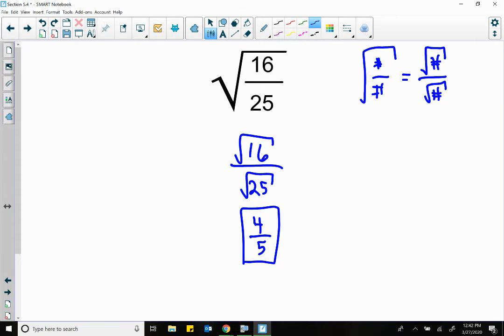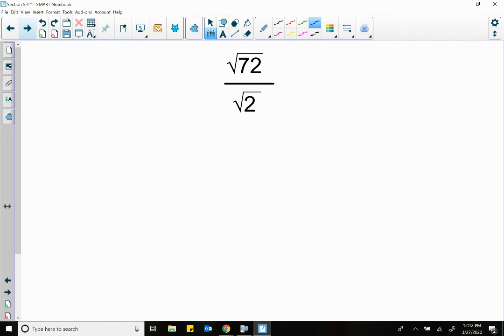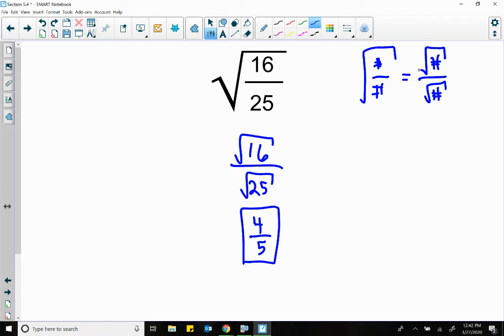All right? So taking a look at this, well, obviously these are not perfect squares. The square root of 72 is not on my list. The square root of 2 was not on my perfect squares list. So we're not doing perfect squares. But remember this property that I just said right here? This property works forwards and backwards, so you know.